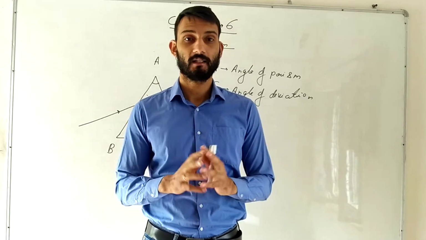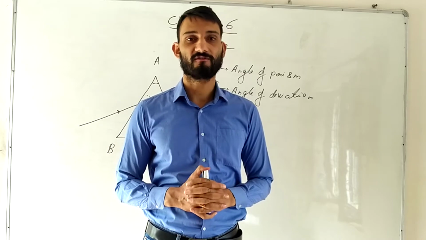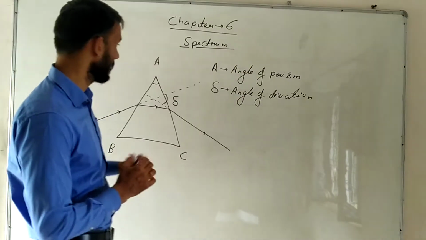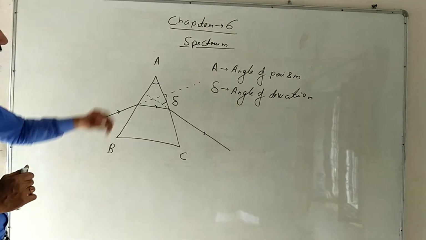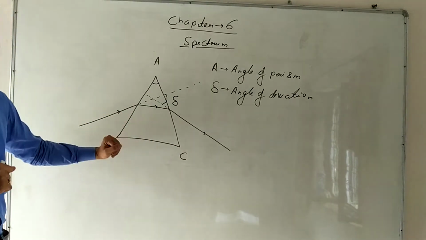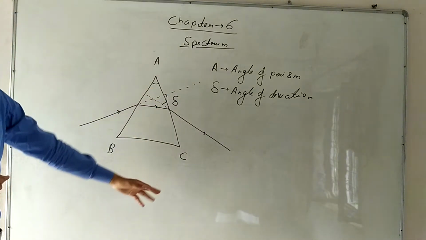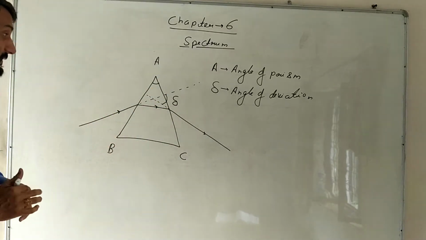We'll start chapter 6, that is spectrum of light, today. And in this, we will study first refraction of light through a prism, which we have already done, but we will be looking at some of the important aspects of refraction of light through a prism.